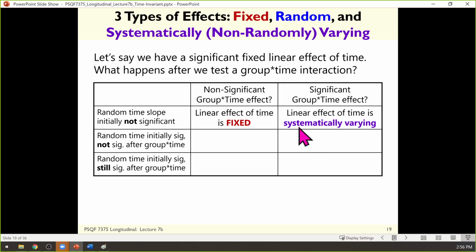Okay. Does this make sense thus far? The idea that if I don't have a random slope in the model, if I test whether or not my time slope varies by group, then the way that I talk about my time slope is that it does vary by group, but not randomly otherwise. That's the idea.